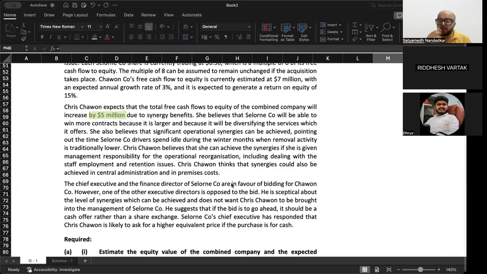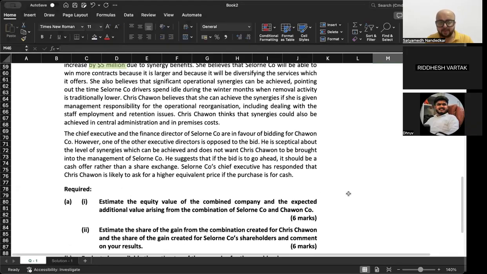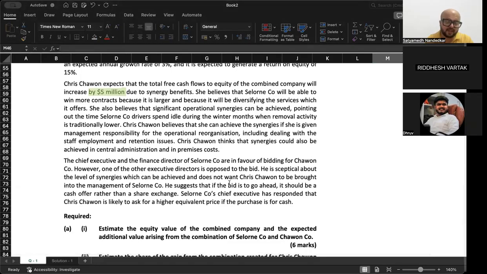And then you could combine certain central administrative functions like HR and IT and all of this, and that can also reduce cost to a great extent. They have asked you, evaluate how reliable the estimate of synergies are. Okay? So first of all, we discussed what synergies are possible.